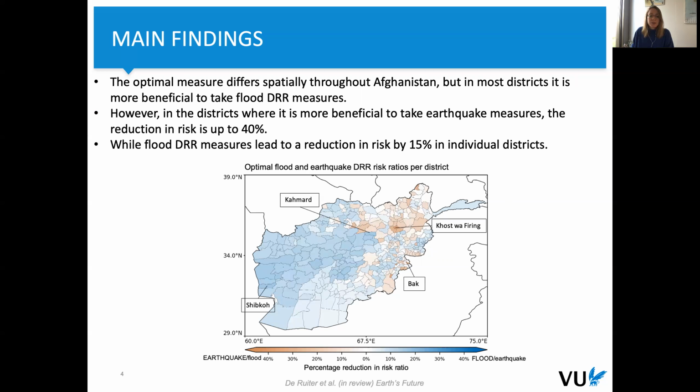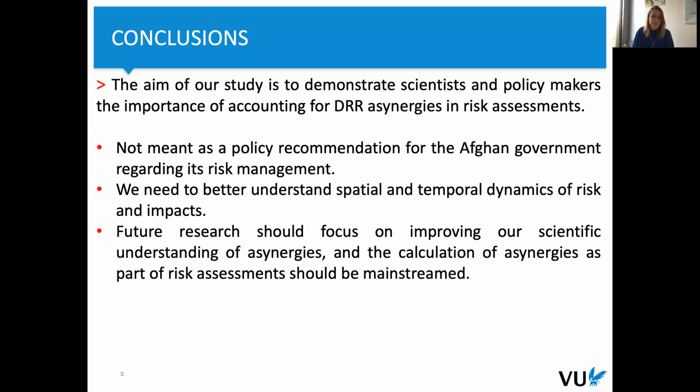The map also shows that a large part of the country would benefit from flood DRR measures, basically this whole part on the west. But it also shows that some of the districts would benefit from earthquake DRR measures, with a much higher benefit. For example, in Bak and in Khoshtvart-Viering, the reduction is almost around 40%, while the highest risk reductions of flood DRR measures, such as in Sipho and in Kamart, are around 15%.